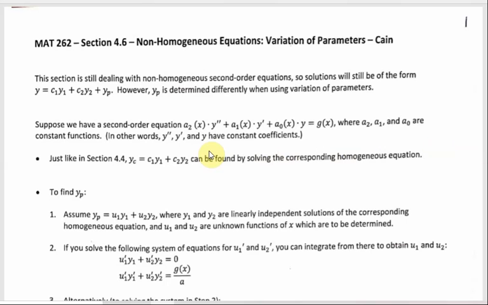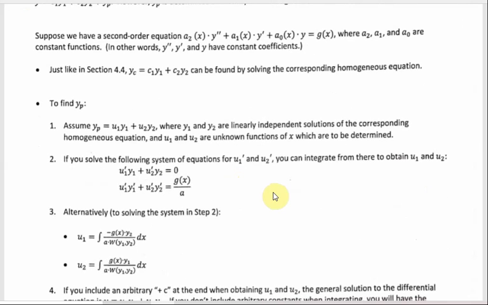But if you look here, it's the same basic setup. The second order, constant coefficients, non-homogeneous. And the first part, when you get the complementary solution, that's exactly the same. The only thing that's going to be different here is the method that you would use to get the particular solution.